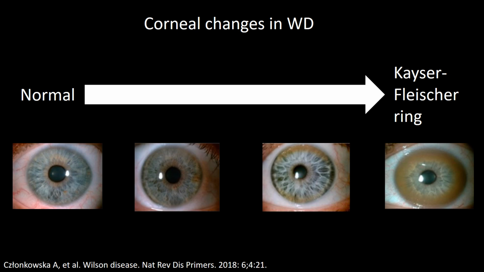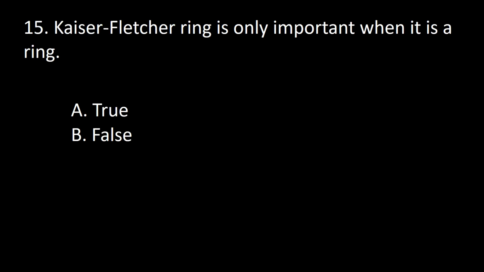Here you can see the evolution. No deposition of copper can be visualized in normal people, as well as in some patients early in the course of Wilson disease. As time advances, minimal deposition is seen. Then deposition occurs in non-contiguous areas, as you can see here in the upper and the lower pole of the cornea. And finally, the ring is complete. So the answer to this question is B.